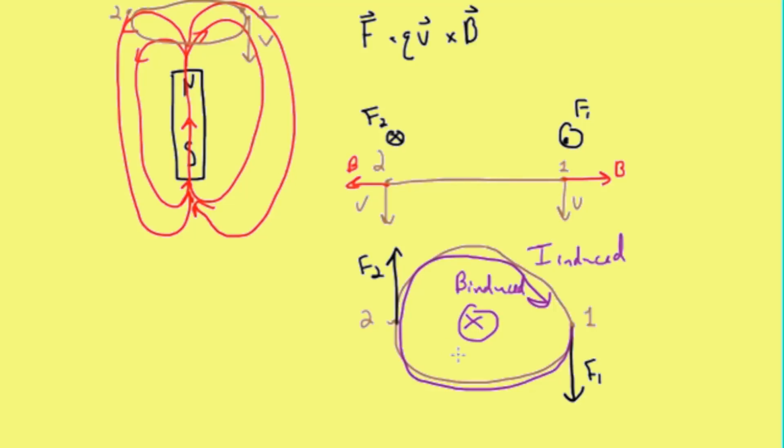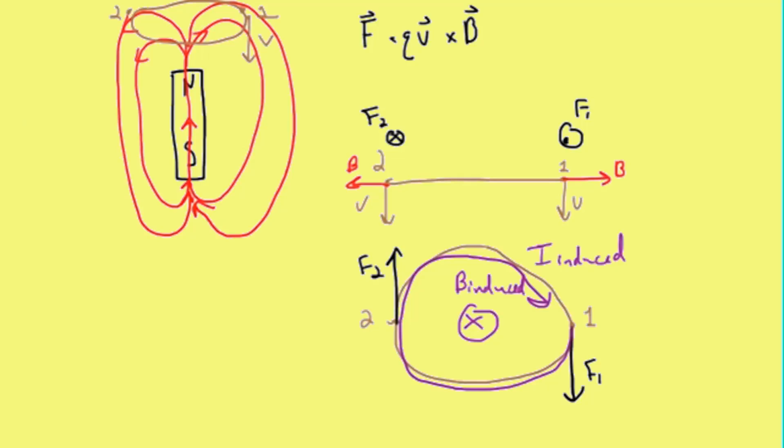So now we can ask ourselves, what would happen if instead of coming towards the magnet, we were going away from it? What would happen if the loop was going upwards instead of downwards? Then the velocities would flip directions, the forces would flip directions, we would be going the other way, and the B induced would be coming out at you instead of going into the page. And this is more or less a description of Lenz's law.